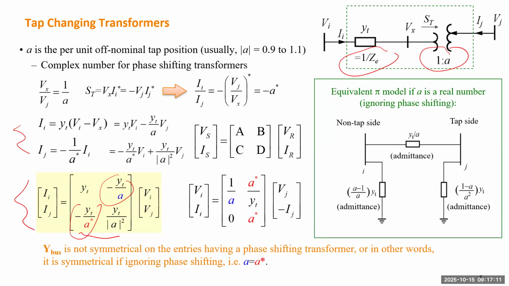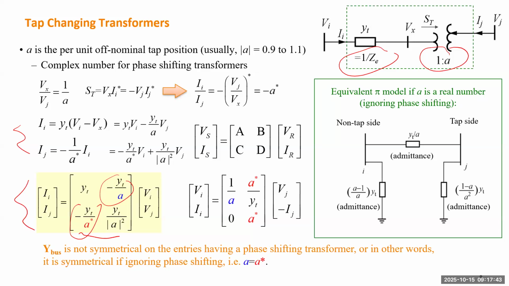Which means if you have phase shifting transformers and the transformer is doing the phase shifting right now, the bus admittance matrix will not be completely symmetric. For the elements corresponding to the phase shifting, you will have A versus A star. But if you ignore the phase shifting, the admittance matrix will still be symmetric. So in general, the bus admittance matrix will be a pretty much symmetric matrix, except for the elements corresponding to phase shifting.